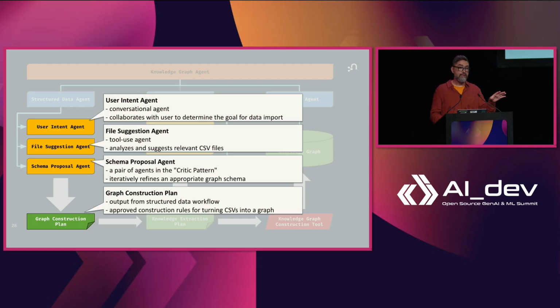So then based on the user intent, let's say the user described that they want to do some product analysis or some product recommendations for people and products that we just saw earlier.